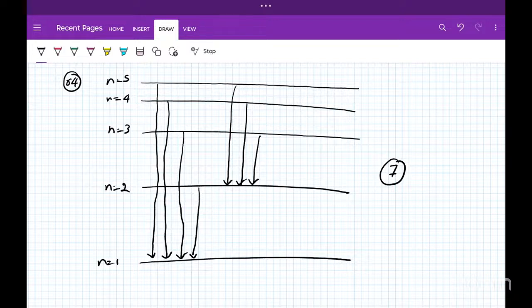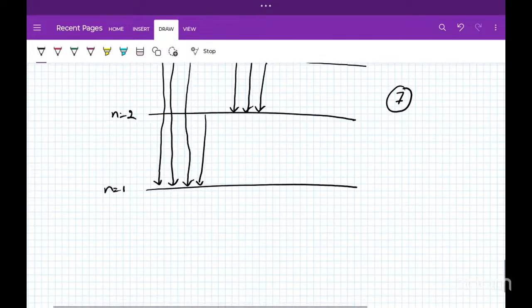Okay. There are 7 spectral lines for this one. Okay, number 5.